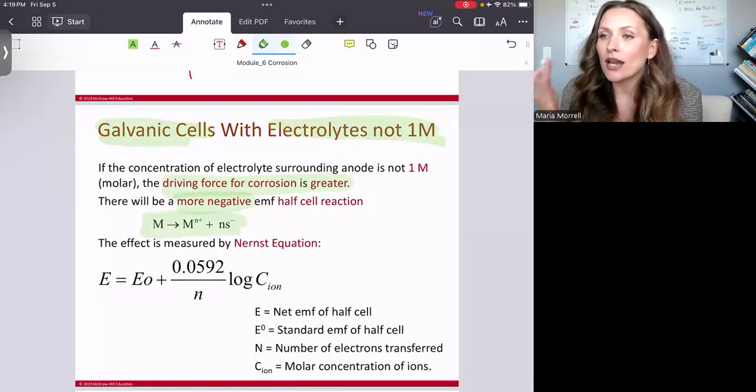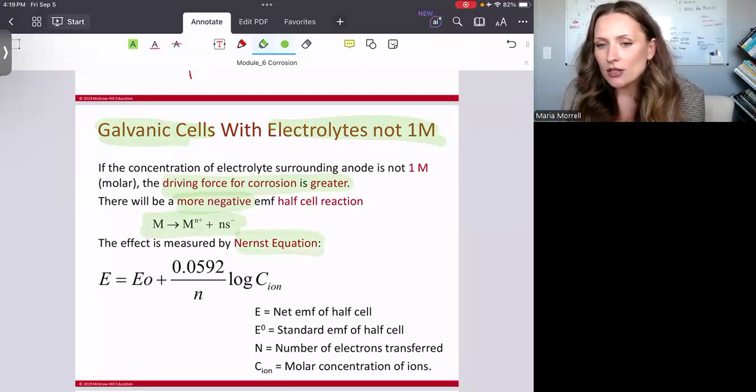So I'm looking at this reaction here. M stands for any metal. It could be zinc, aluminum, it doesn't matter. But if the concentration is less than one, you will end up with a potential that is more negative than the standard potential that we saw in the table. And is it possible to measure something like that? Yes, by using the Nernst equation.